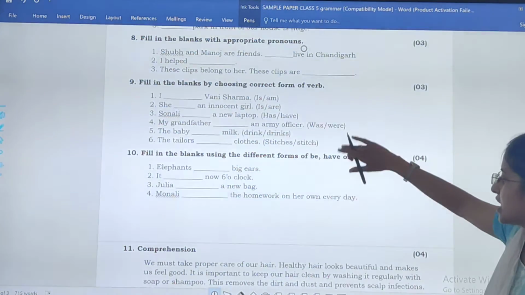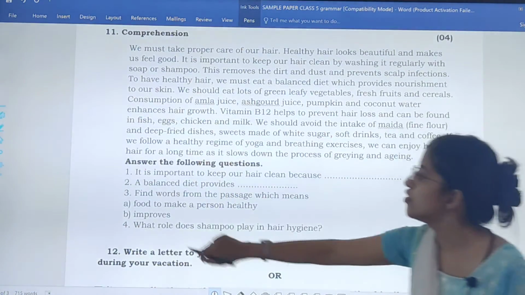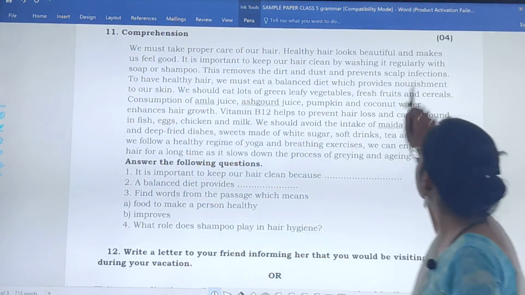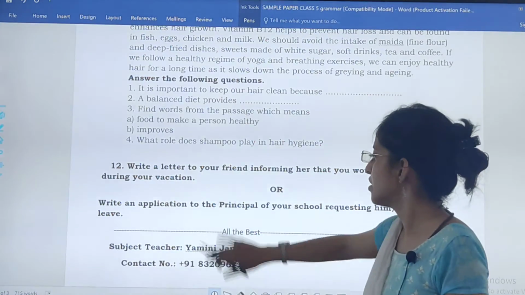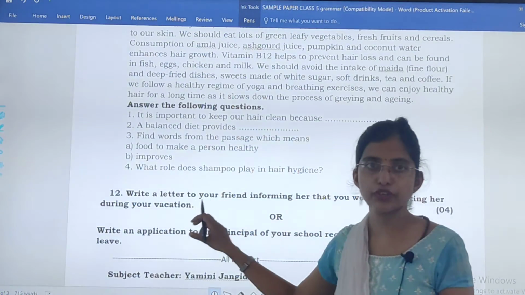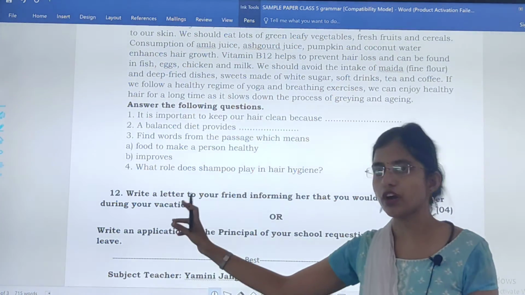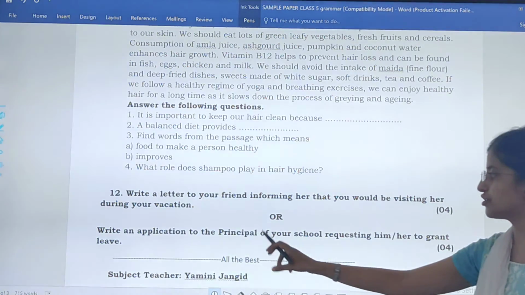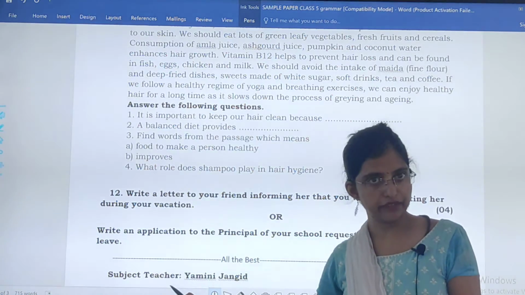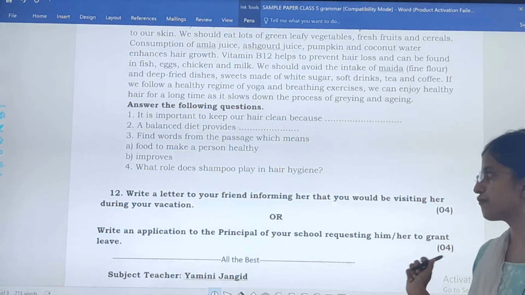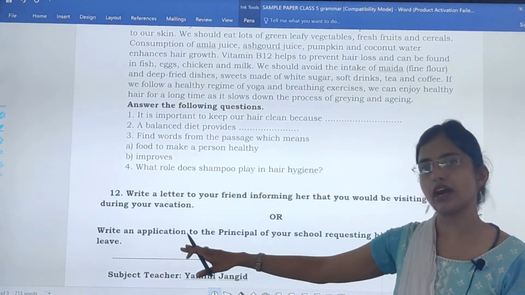Then comes comprehension. Comprehension you will do by your own. See, a paragraph is given to you. 4 questions are asked and comprehension is of 4 marks. And last question is letter. Write a letter to your friend informing her that you won't be visiting her during your vacation. Write an application to the principal of your school requesting him/her to grant leave. Okay, it consists of 4 marks. Here there is an option, either do this or do this.